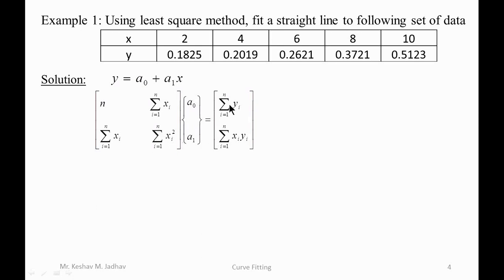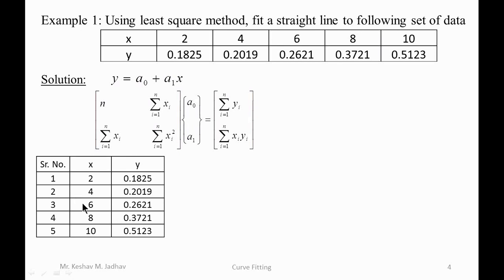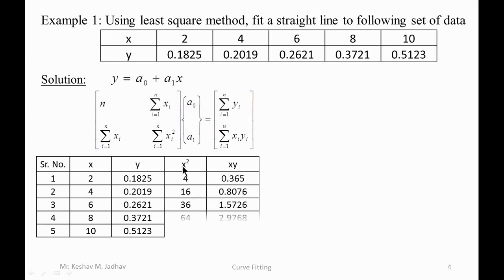Now to solve this matrix, we need the values of n, summation of xi, summation of xi square, summation of yi, and summation of xi yi. To calculate these constants, we will prepare a table. First we will write the given data in tabular form like this. The first column is the serial number, the second column is the X values, and then these are the Y values. Now here we need X square values and XY values, so we will calculate them. X square values means the square of each X value.